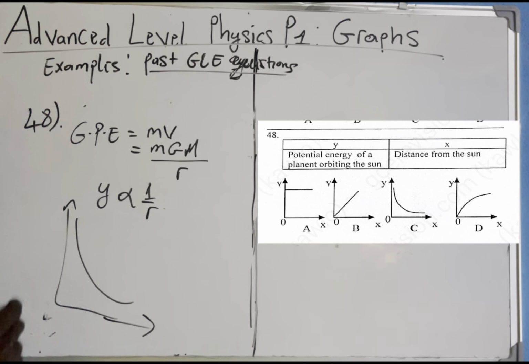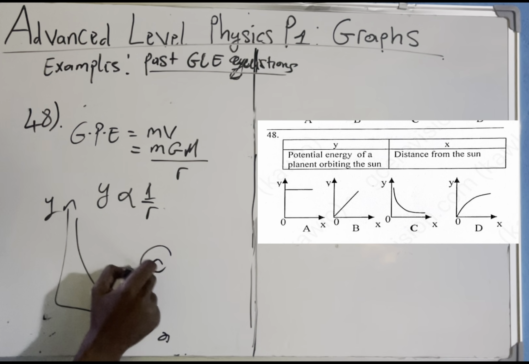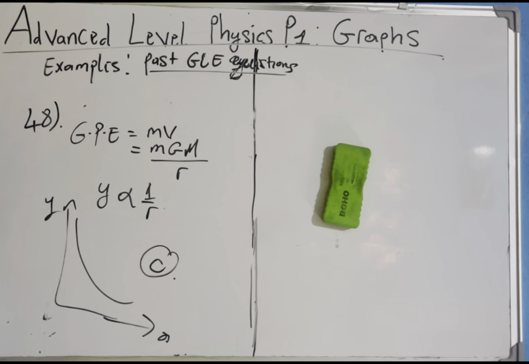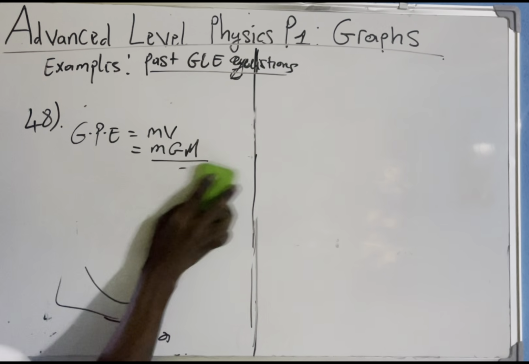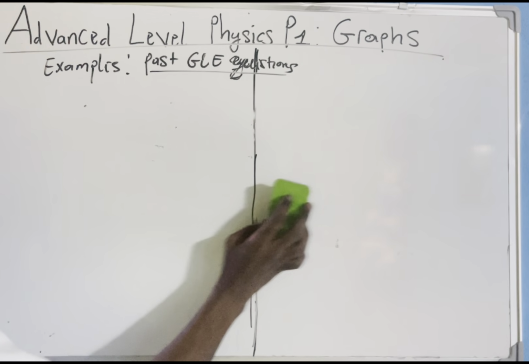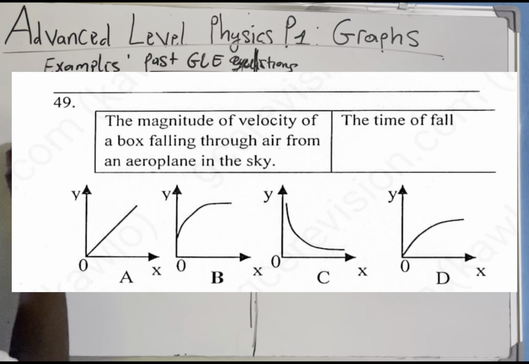It should be a decreasing curve, making C the correct answer. D is an increasing curve. It's wrong because the relationship is indirect. Then let us go to 49.